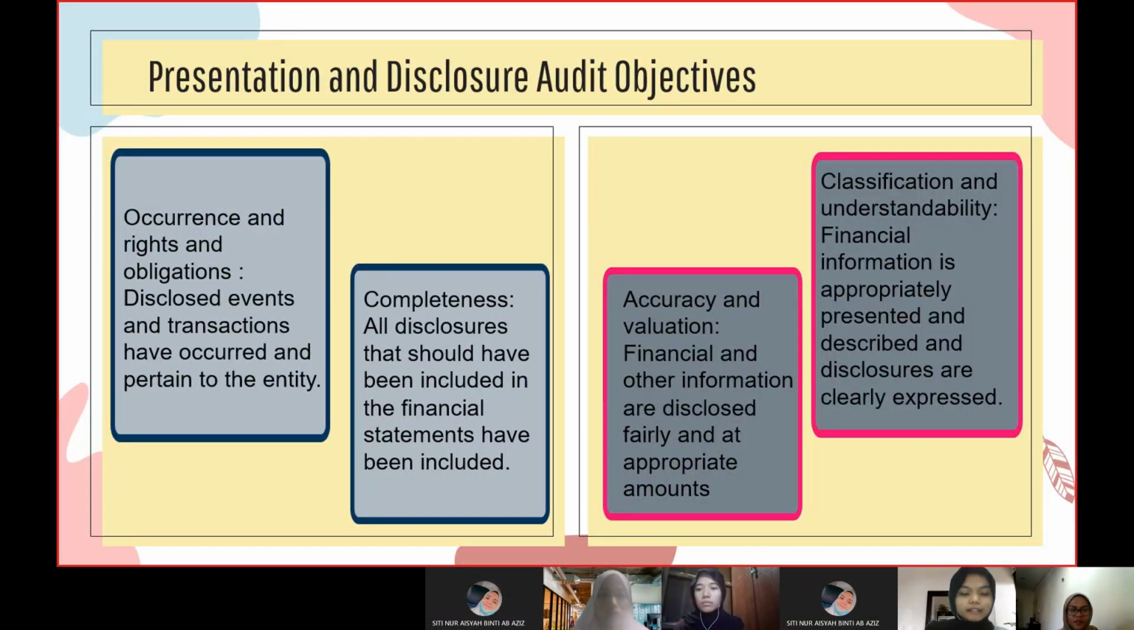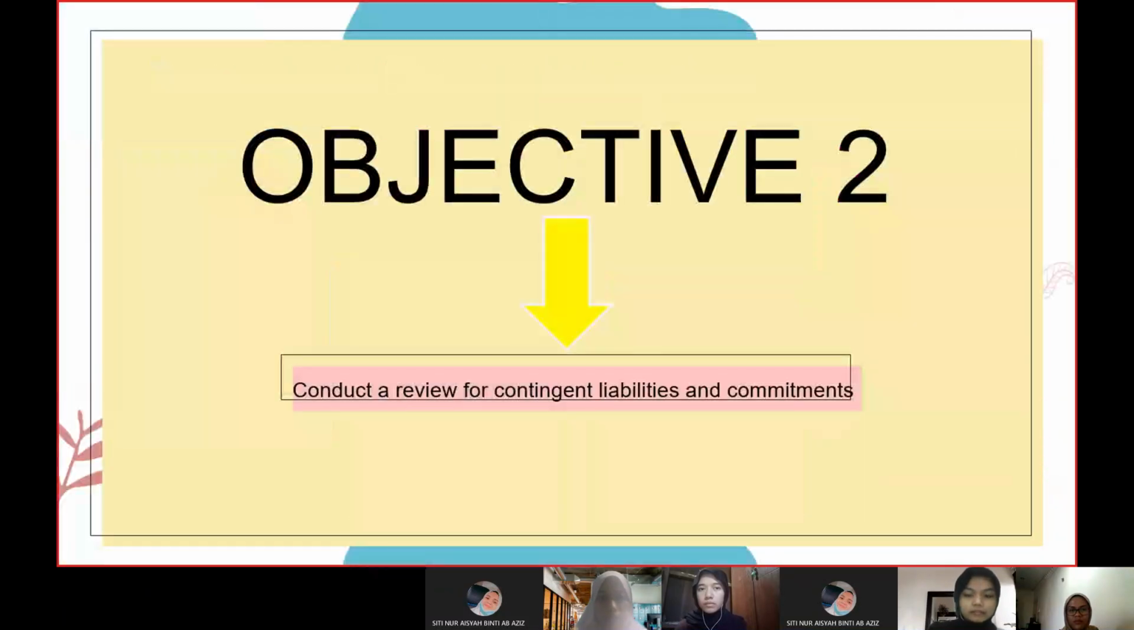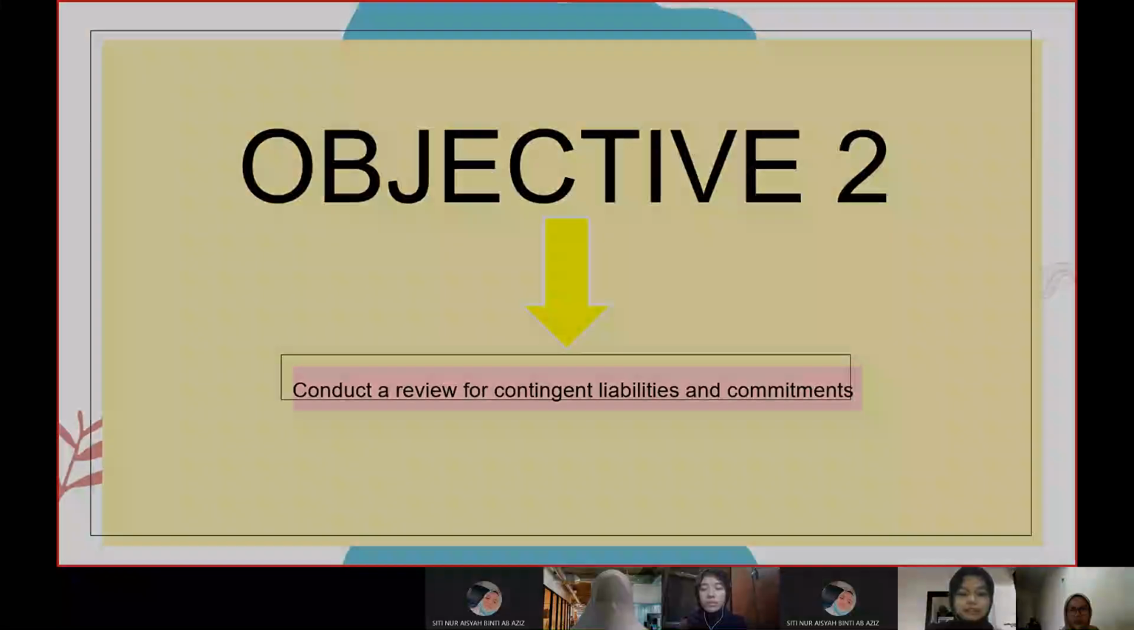Next, we have completeness. All disclosures that should have been included in the financial statements have been included. And then classification and understandability, which is that financial information is appropriately presented and described, and disclosures are clearly expressed. And lastly, we have accuracy and valuation, which is that financial and other information are disclosed fairly and at appropriate amounts. Next I will pass to the next presenter.